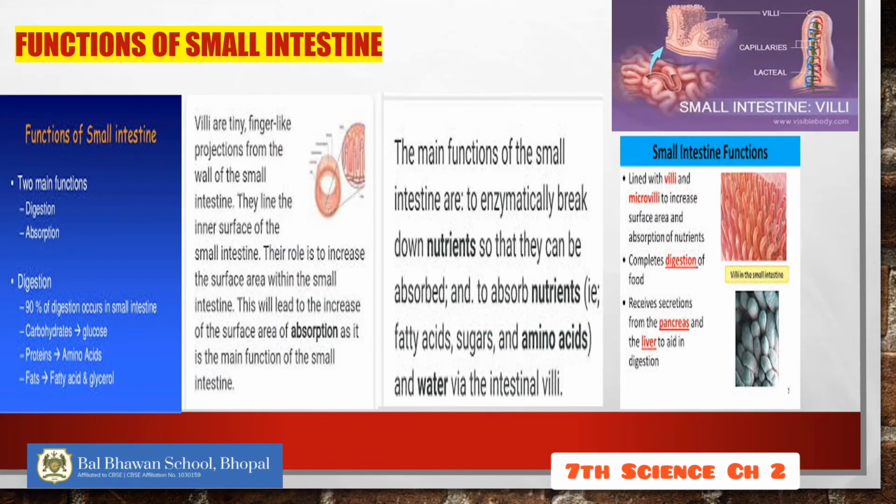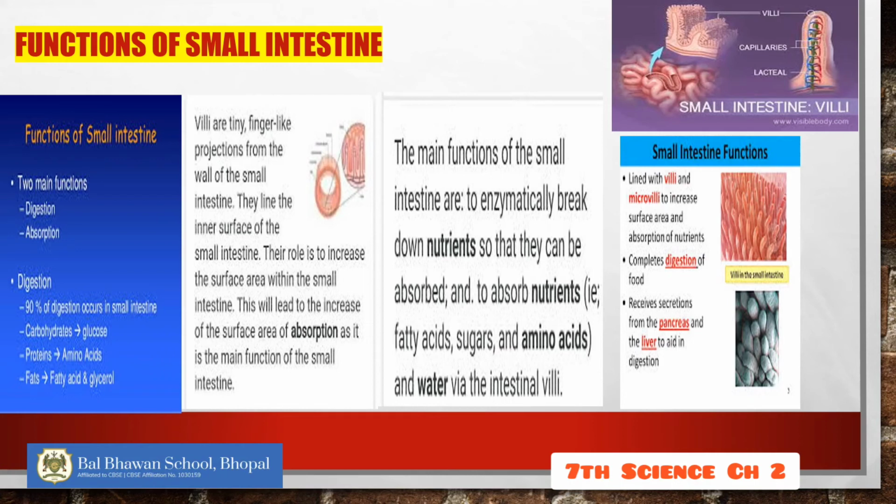Now, coming to the functions of the small intestine. There are two main functions of the small intestine. First one is digestion, second is absorption. When we talk about digestion, 90% of digestion occurs in the small intestine. That is, carbohydrate changes into glucose, which is the simple sugar, protein changes into amino acids, and fats change into fatty acid and glycerol. That means the process of digestion completes in the small intestine.